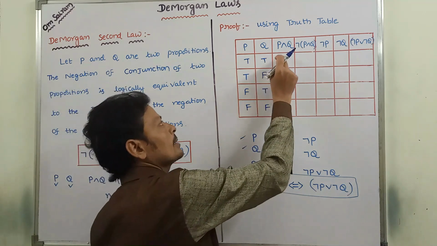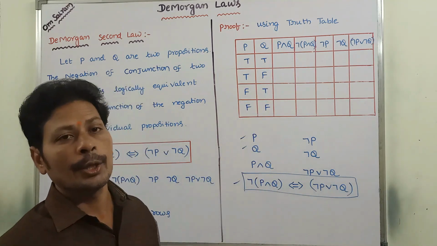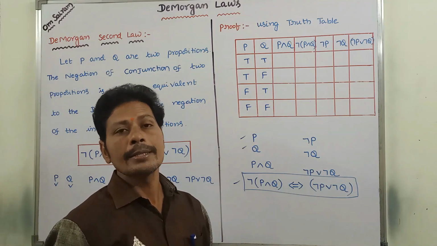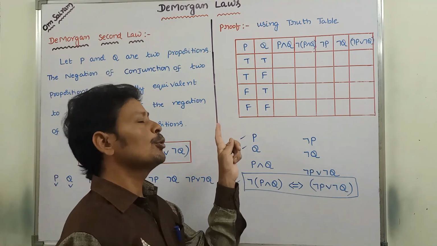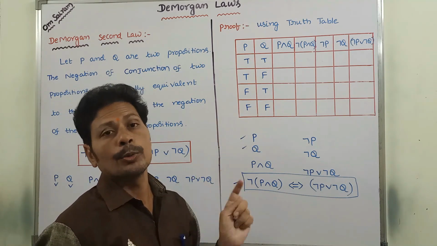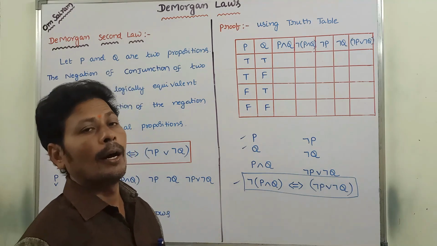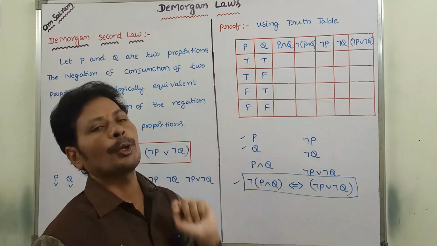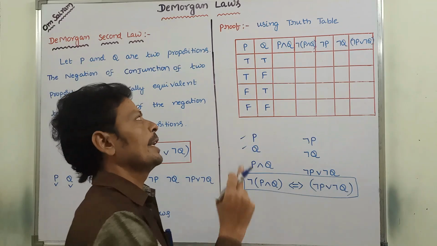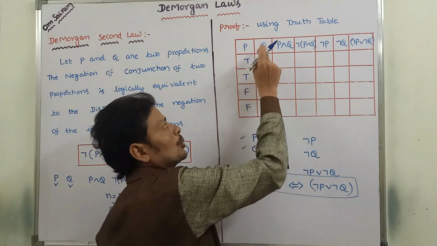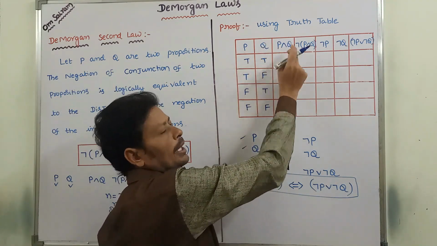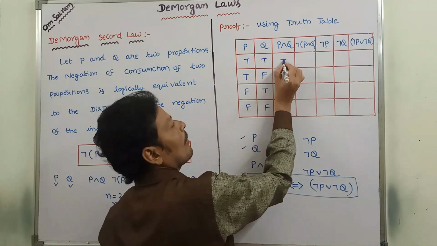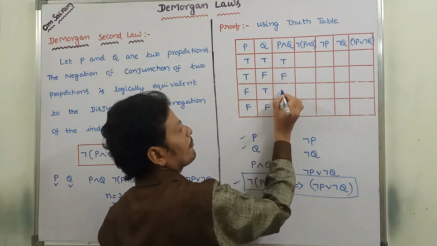Then, what is the truth value of P and Q? P and Q is true when P value is true and Q value is true. Whenever P value is true and Q value is true, the P and Q truth value is true. In all the remaining cases, it is false.